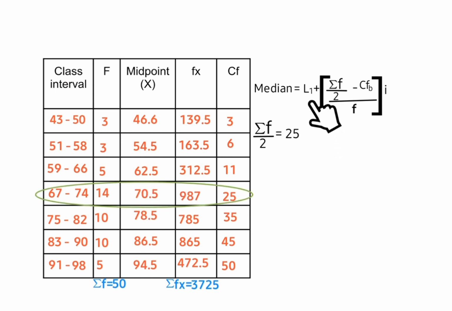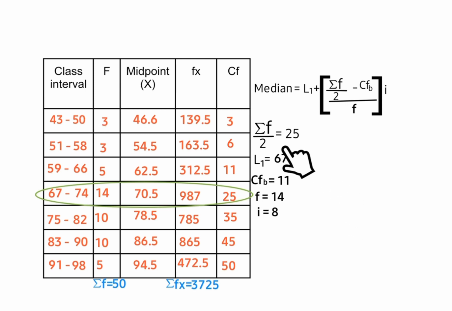Following our formula, we have L1, the lower class limit of the median class, which is 67. Summation f over 2 we got 25. Cumulative frequency before the median class, we trace our cumulative frequency column, is 11. Frequency of the median class, we trace our frequency column, is 14. i simply means the class width. We could get that by subtracting the lower class limit of the class before from the lower class limit of the one after. 51 minus 43 gives us 8, or 58 minus 50 also gives us 8.